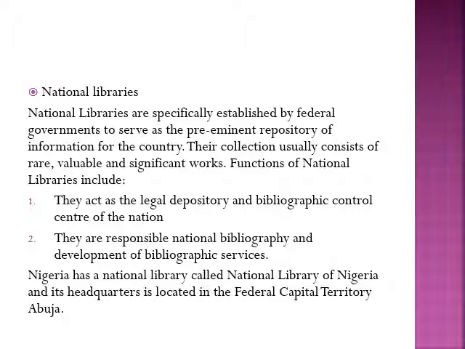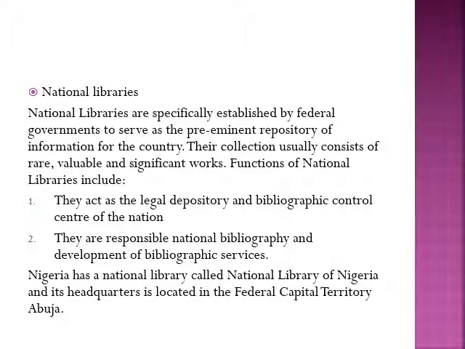By law, any information resource published within a particular country, certain copies of such publications should be deposited with the National Library. They are also responsible for national bibliography and development of bibliographic services. They also serve as bibliographic control centers, whereby they issue national bibliographic publications and handle issues related to ISBN and ISSN. ISBN stands for International Standard Book Number, and ISSN stands for International Standard Serial Number.